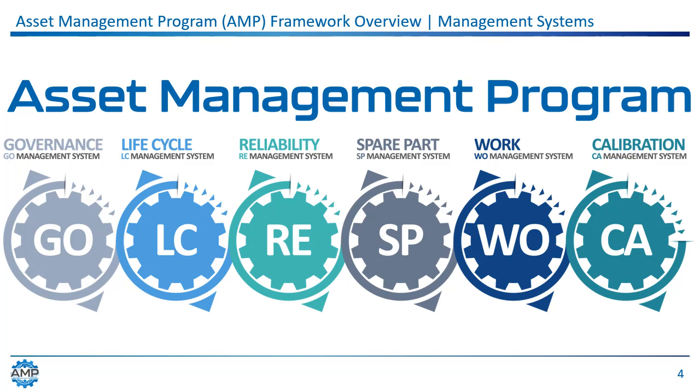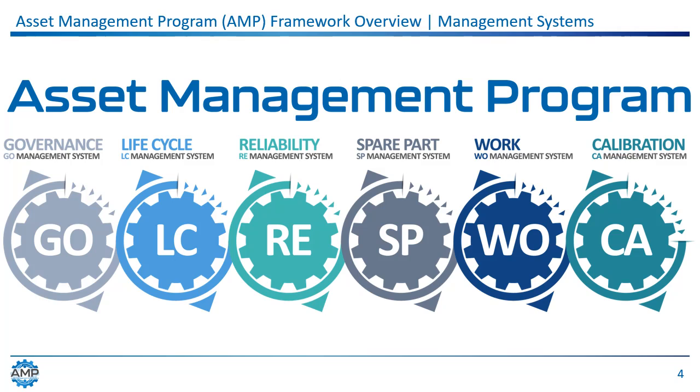Governance guides how the asset management program is designed and administered, and provides guidance on organizational readiness for asset management implementation. Lifecycle guides the activities related to acquiring, commissioning, operating, and disposing of assets. Reliability guides the philosophy of risk management and focusing resources on things that are important to the business.